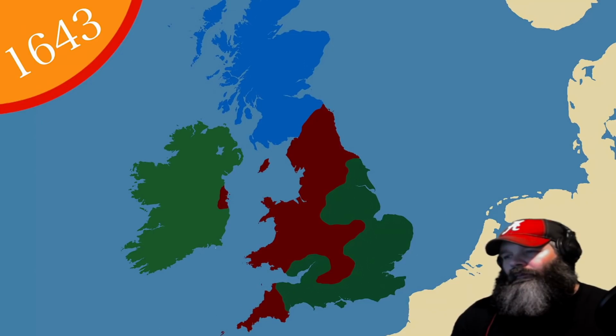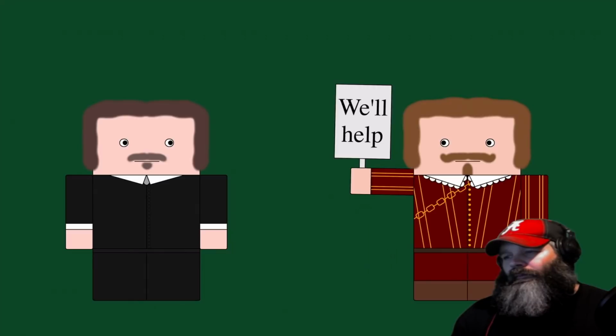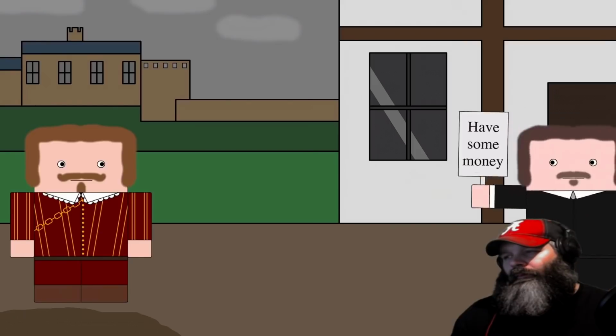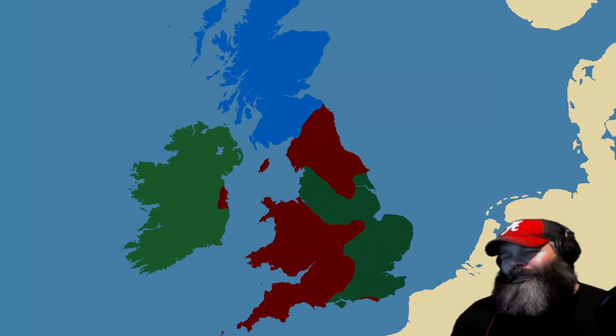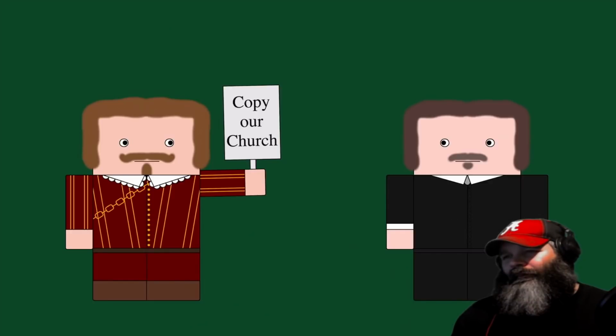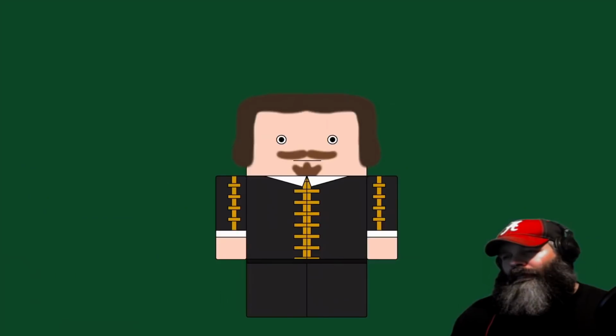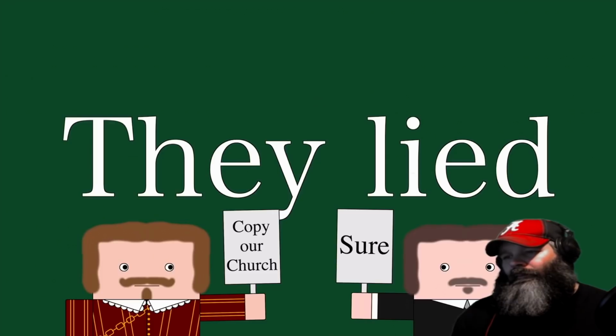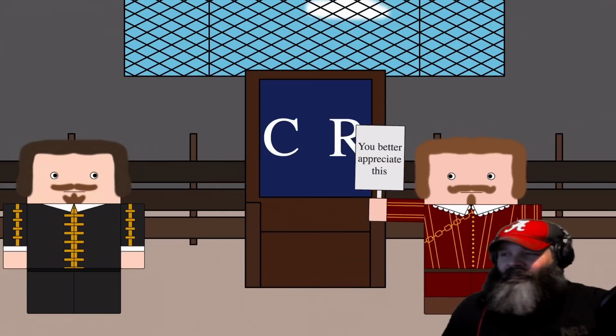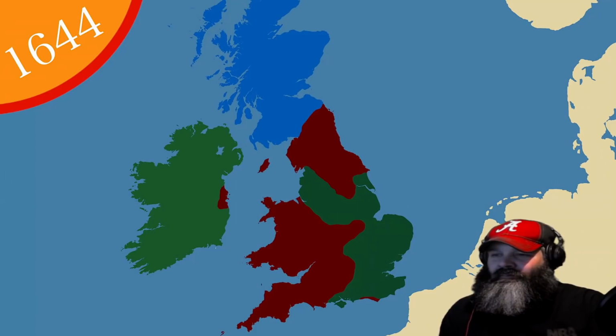Throughout 1643, the Royalist forces gained the upper hand. The Parliamentarians did manage to procure the help of the Scottish Covenanter army, though, by promising them lots of cash. The Scottish also wanted assurances that the Church of England would be modelled after the Church of Scotland. Naturally, Parliament was never going to agree to this, and so its leaders hatched a clever plan. They lied.